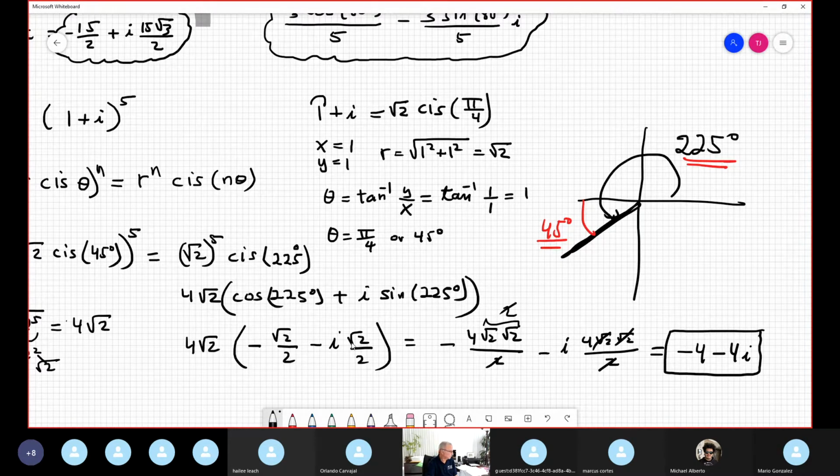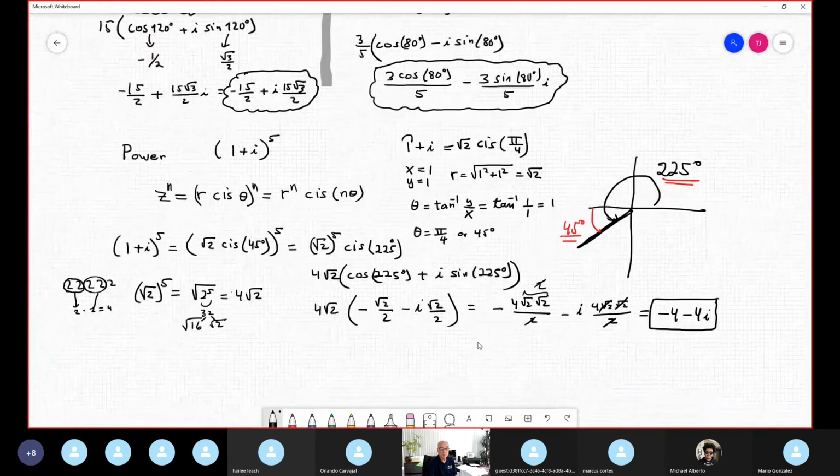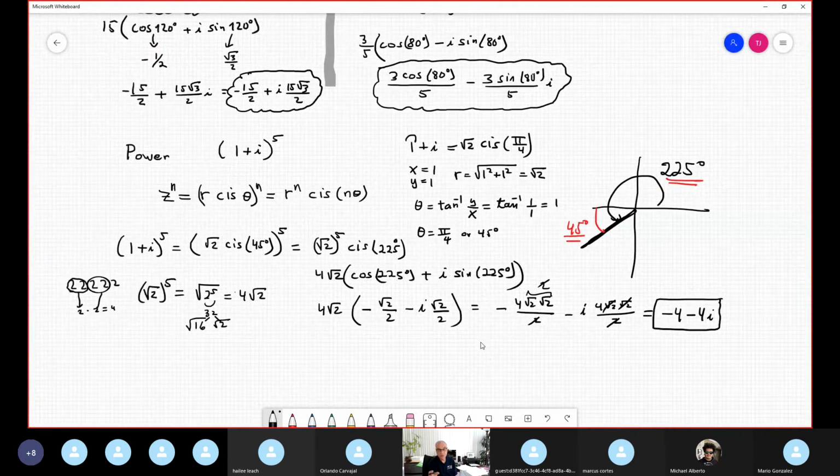Beautiful. Excellent. Do you see that? Any question, guys? Okay, the only issue is the problem is given in rectangular. I have a question, Professor.